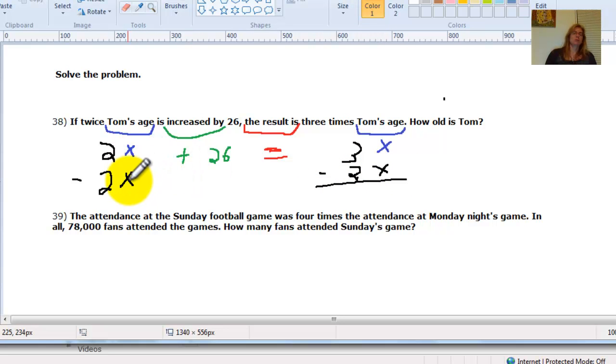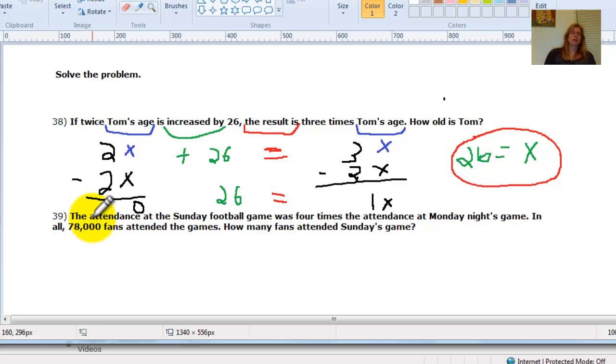Okay, so 2x minus 2x is 0, and 3x minus 2x is 1x, because 3 minus 2 is 1. So we have a new expression. Let's bring down the equal sign, and the 26. But we no longer have the 2x on this side of the expression. We moved it over and subtracted it. So now we have 26 equals 1x, and as we know, 1 times x is x. So 26 equals x, and that is how old Tom is.